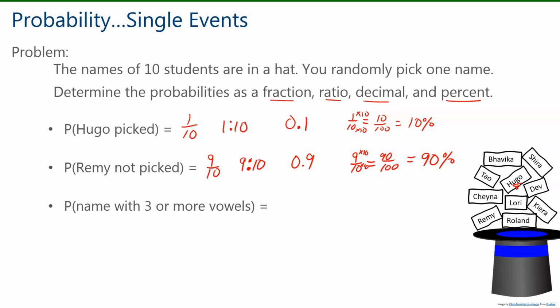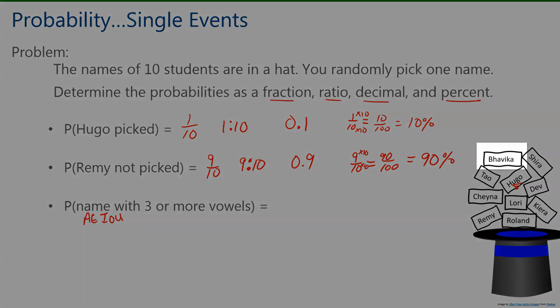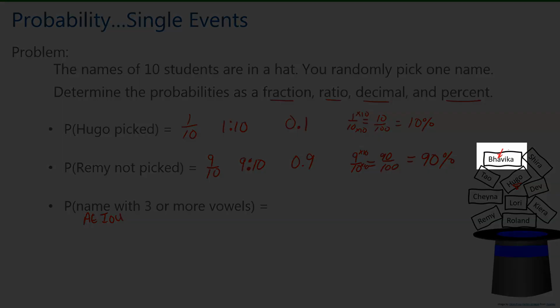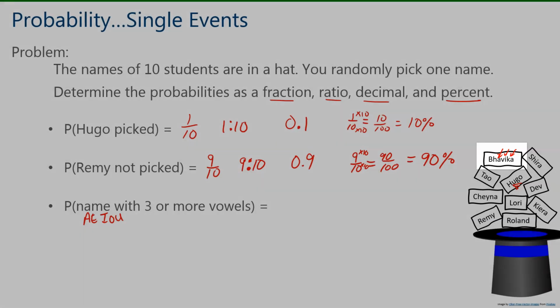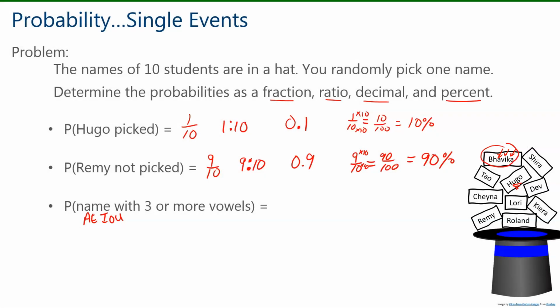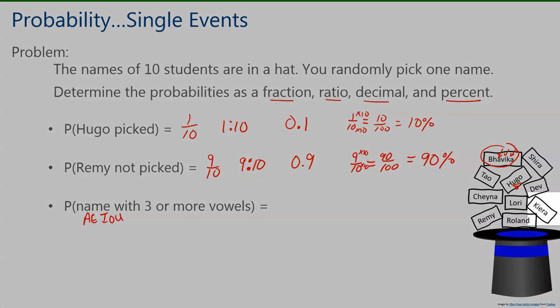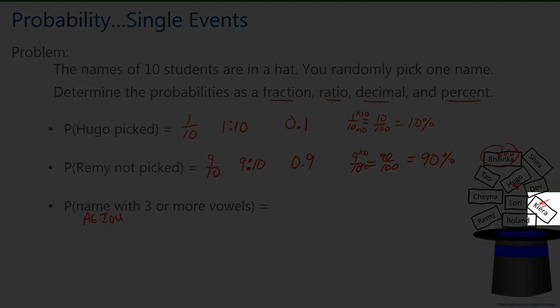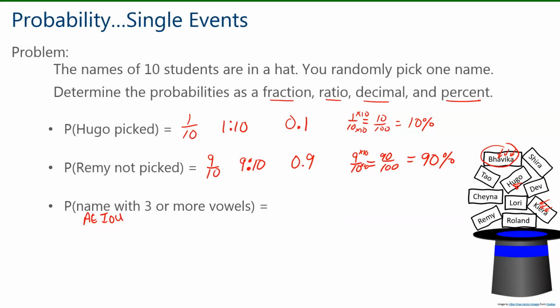How about this one? What's the probability that we will choose a name with 3 or more vowels? Our vowels again, A, E, I, O, U. If we look at our names that are in the hat, Bavika, that has an A, an I, and another A. That works. Do we have another one? Yes, Kira. Kira has 3 vowels, an I, an E, and an A. Those, however, are the only 2 names containing 3 or more vowels.